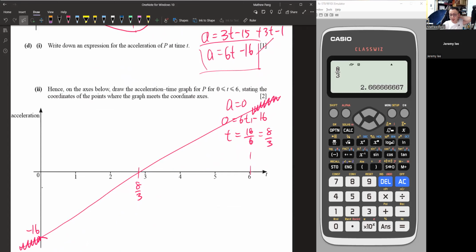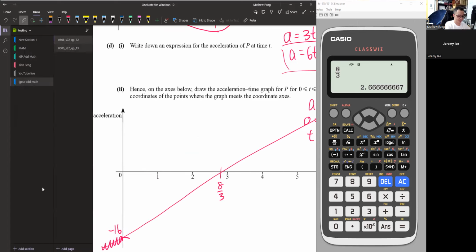Okay, any part so far, Jeremy? I mean, any questions so far? No question. Then we go to the next paper.